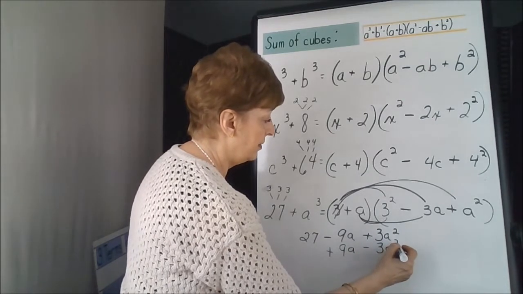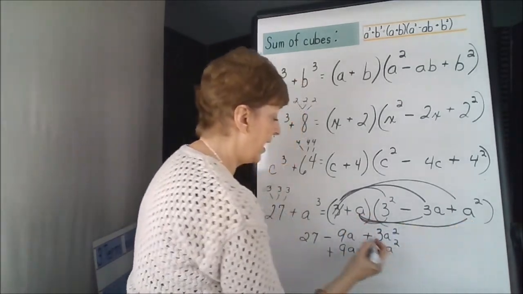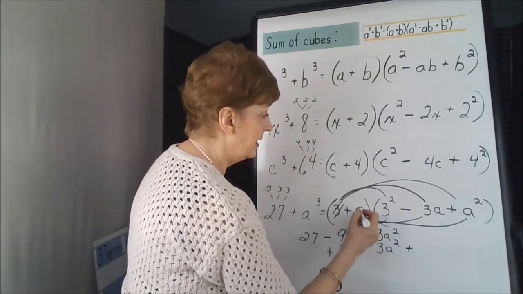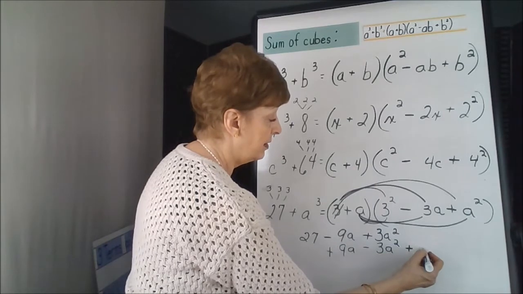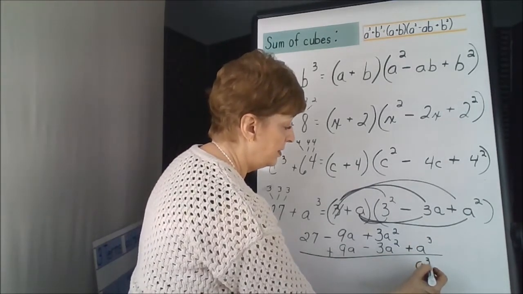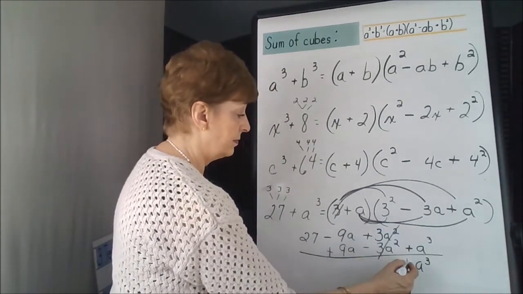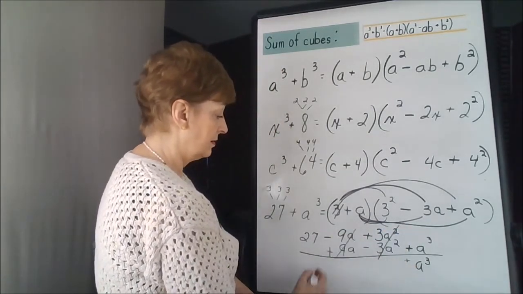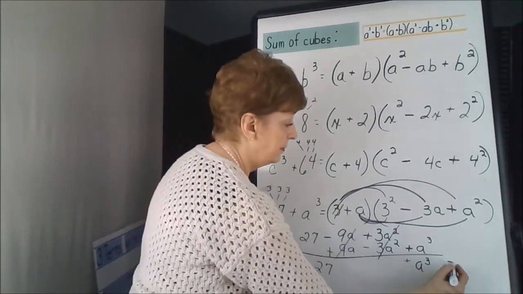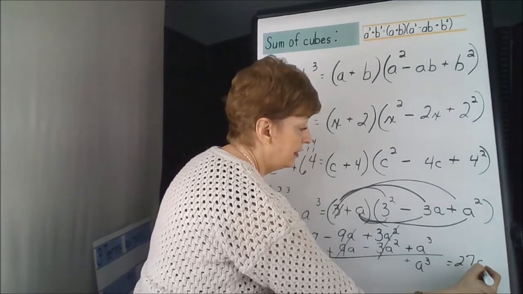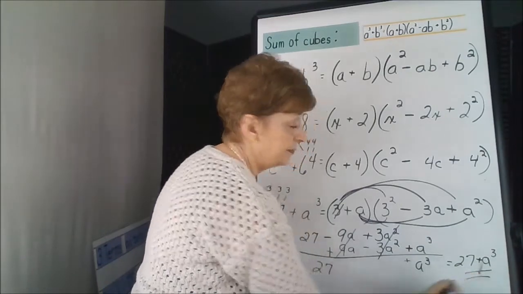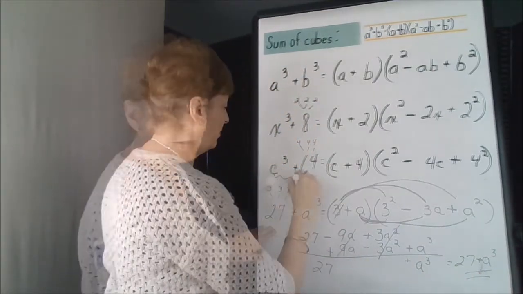So we have a squared. All the way to the back. A positive times a positive is a positive. A times a squared is a cubed. A cubed. This wipes out. This wipes out. We have 27 plus a cubed. It matches. This is what we're hoping for.